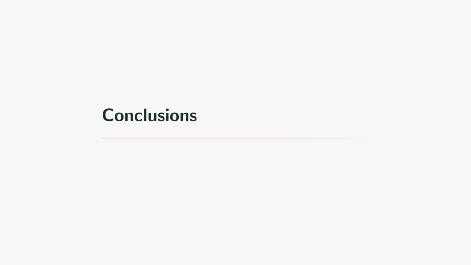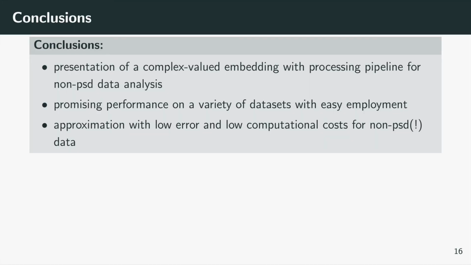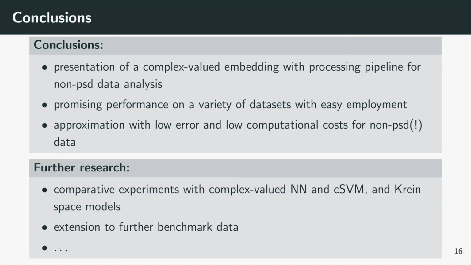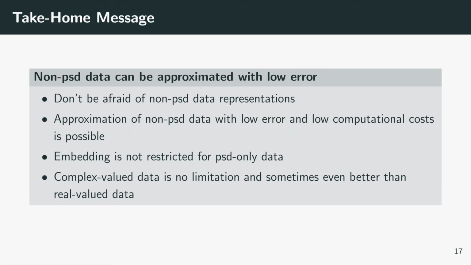In summary, and to come to an end, we proposed a complex valued embedding and processing pipeline to analyze non-metric or non-PSD proximity data. The approach shows promising performance on a variety of datasets and offers an efficient calculation of the embedding matrix with low costs and low errors. Further research includes the investigation of performance in different ways. At first, we made a comparison only to a baseline classifier. We also want to compare to other models like complex neural networks and complex valued support vector machines. And we also want to compare our approach to models that work in the original space and thus leave the data unchanged. Finally, your take-home message from this talk.